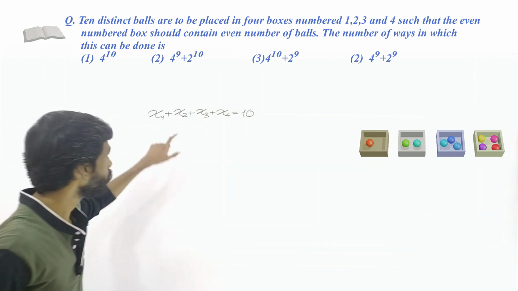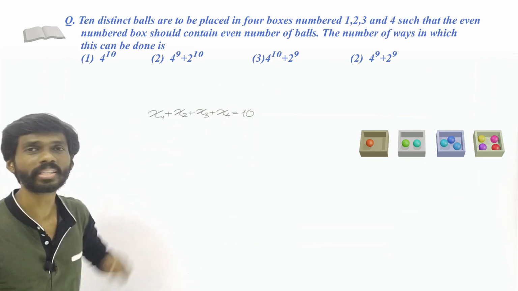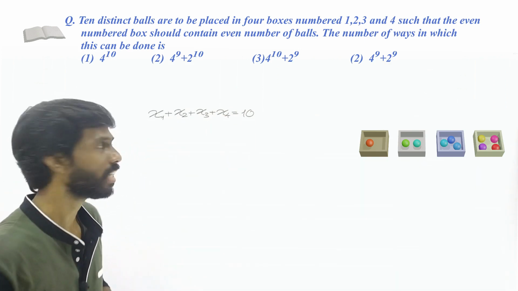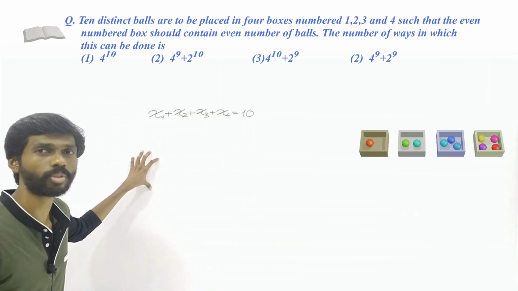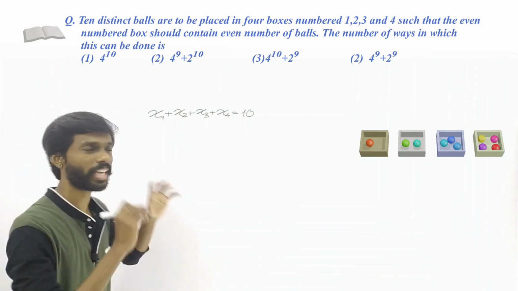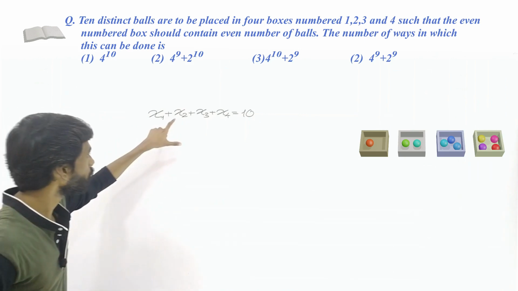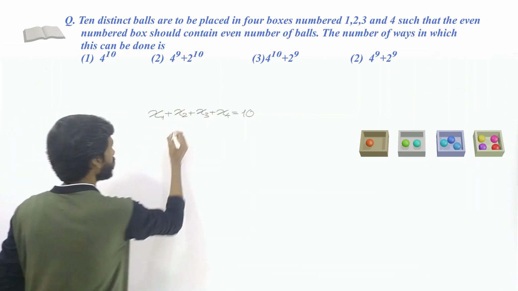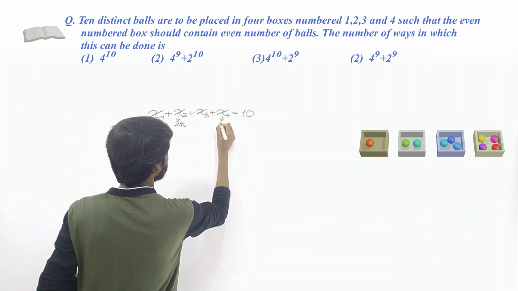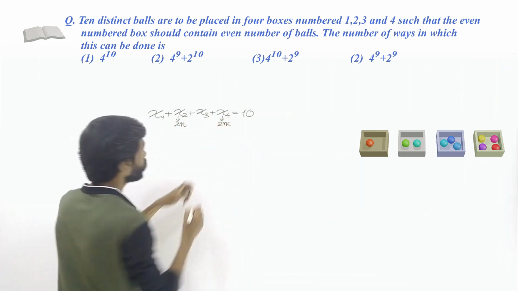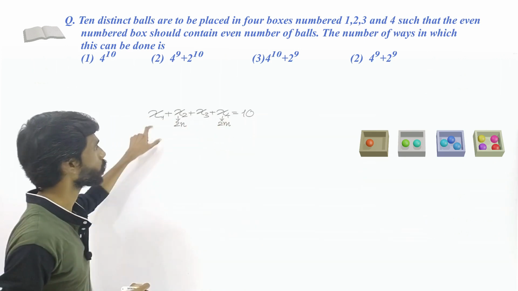But the solution of this is not our answer, because the balls here are not identical, they are distinct. It not only matters how many balls are put in each box, but which ball, that also matters. But at least first of all we take care of the number of balls in each box. So this x2 must be an even number, something like 2m, and x4 is also an even number, say 2n. So these two values are even and no restriction on x1 and x3.